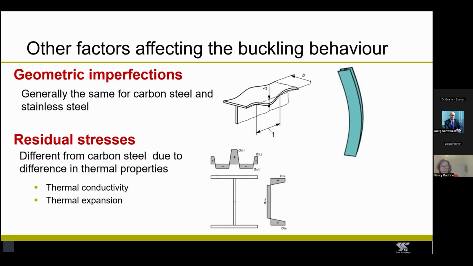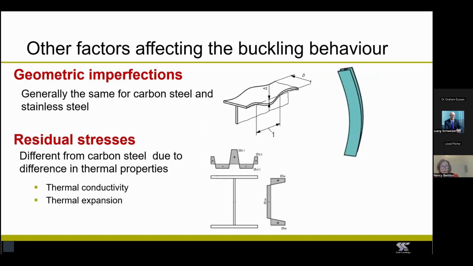affects flexural buckling resistance. Now, it's the residual stresses of stainless steel which are generally different from those of carbon steel because they are dependent on the thermal properties. And you'll remember that I pointed out that thermal conductivity was rather low for stainless steel. Thermal expansion was greater. So this does tend to have an impact on the buckling resistance.